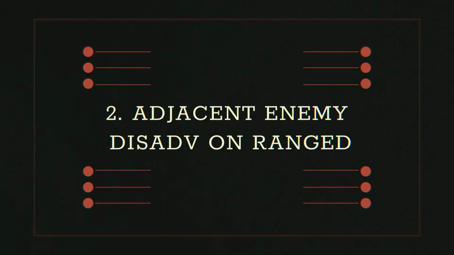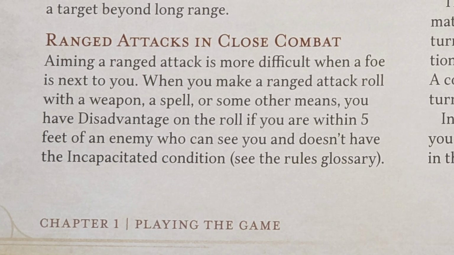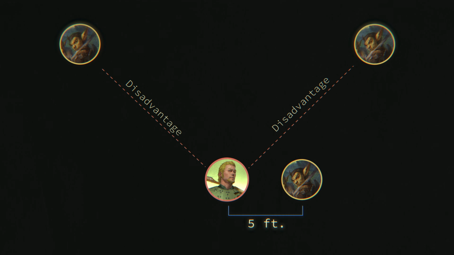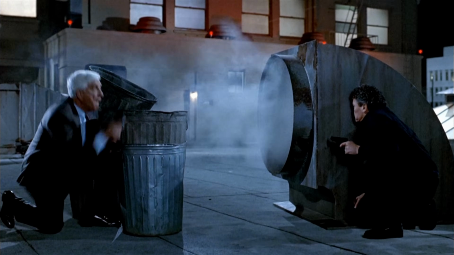You have disadvantage on ranged attacks if an enemy is within 5 feet. I always knew it was disadvantage to make a ranged attack against a target within 5 feet, unless you have a feat or ability to overcome that, but I didn't realize you have disadvantage on ranged attacks against any target if there's an enemy within 5 feet. It makes total sense though. If someone's standing next to you trying to cut your head off, it's gonna be pretty difficult to aim a bow.